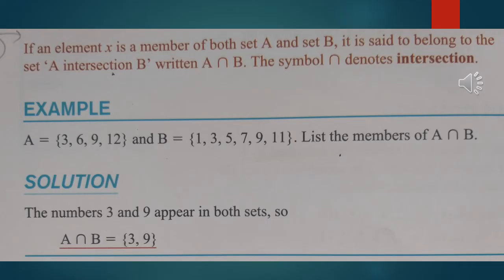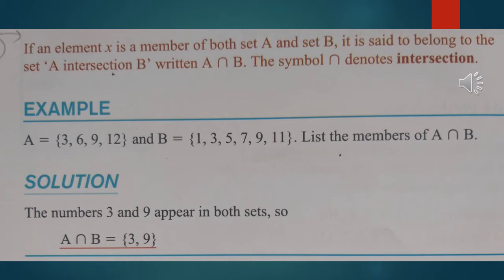If an element x is a member of both set A and set B, it is said to belong to the set A intersection B, written A ∩ B. The symbol, an inverted U, denotes intersection, that is, common to both set A and set B. For further explanation, we'll have a look at the example below.